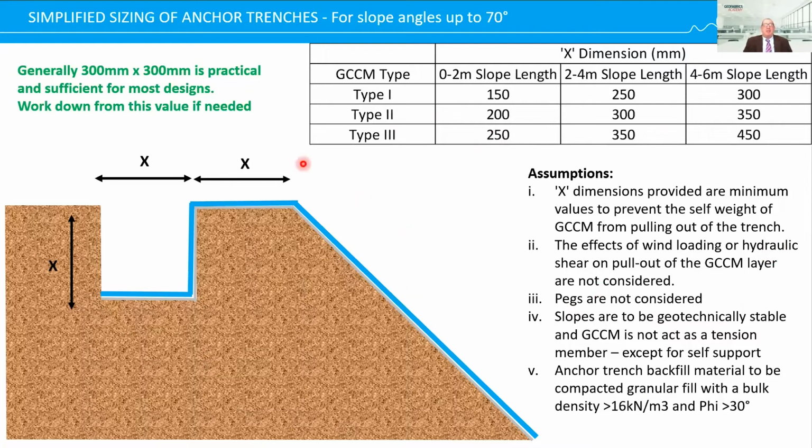Now, this is a very simplified design method. It doesn't take into account any pegs which are put into the anchor trench, and it doesn't take into consideration hydraulic loading or wind loading for this. It's purely based on frictional angle. But what you'll find is a simplified rule again. Generally, a 300 by 300 millimeter trench is practical and sufficient for most designs. So that's a good starting point, and we work down from this value if required.